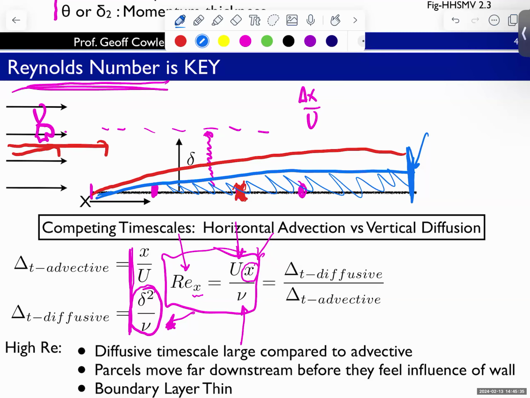This will be because we're dealing with Reynolds numbers that are typically in the millions to billions: millions, tens of millions, hundreds of millions, billions. Very high Reynolds numbers associated with engineering scales.